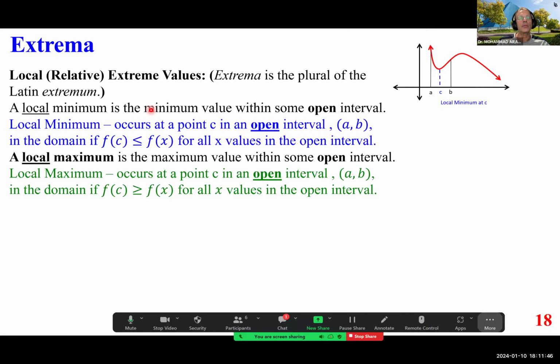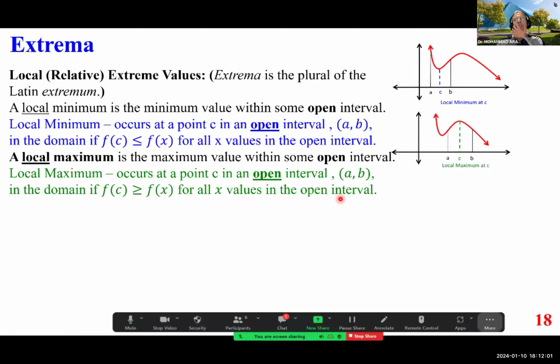So a local maximum is the maximum value within some open interval. A local maximum occurs at a point c in an open interval (a, b) in the domain if f(c) is larger than or equal to f(x) for all x values in the open interval. So as I mentioned, for example, local min, local max, local min, local max.